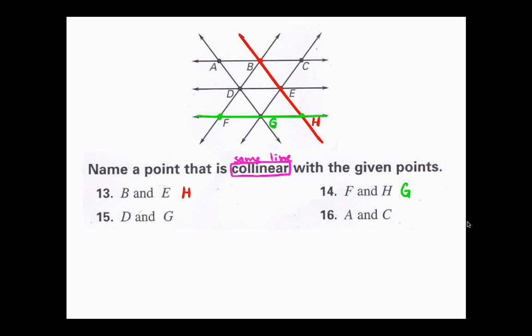For problem 15, we're working with D and G. So this is our line, and the third point on that line is A. And problem 16, we're working with A and C. So now we have our line, and the third point on that is B. So that's how simple it is to locate collinears. Locate the 2 points to get your line, and then simply name the third point that's on that same line.